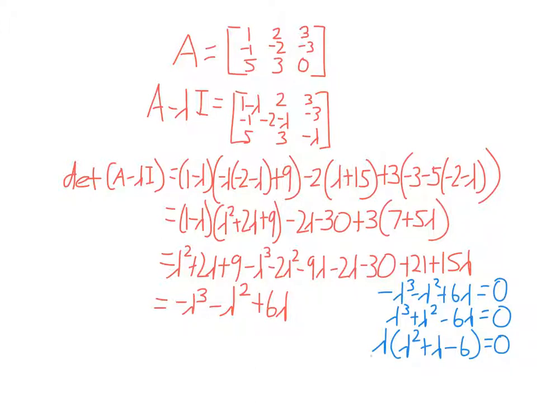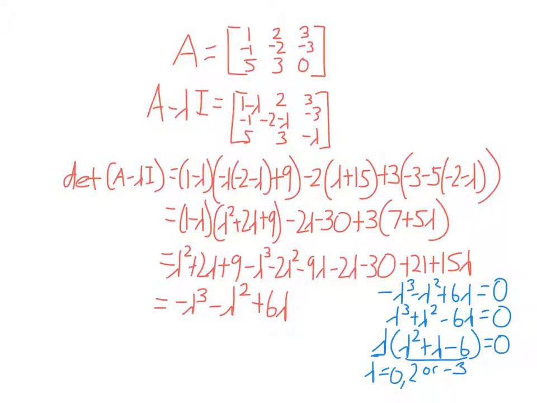So of course I have either lambda equals 0 or this thing in the brackets equals 0. And if that thing in the brackets equals 0, then lambda is equal to 2 or -3. So they're the 3 eigenvalues, 0, 2, or -3. So again, I find the associated eigenvectors using row reduction.